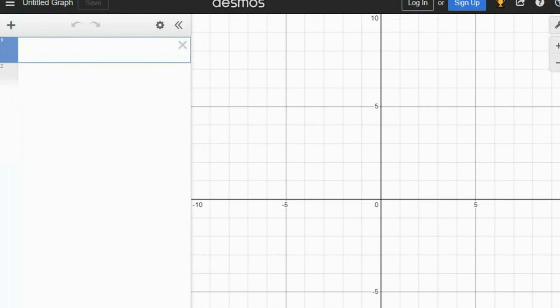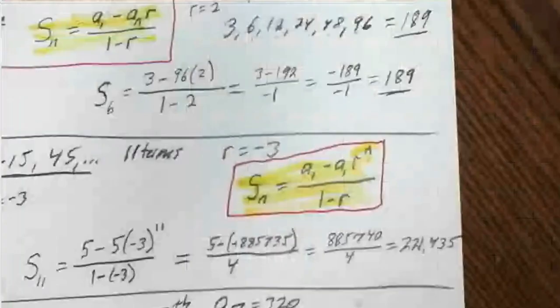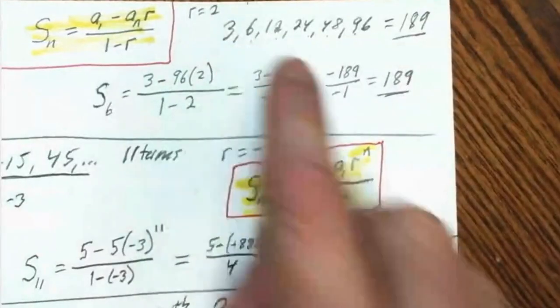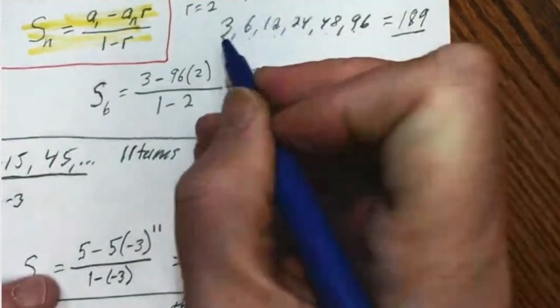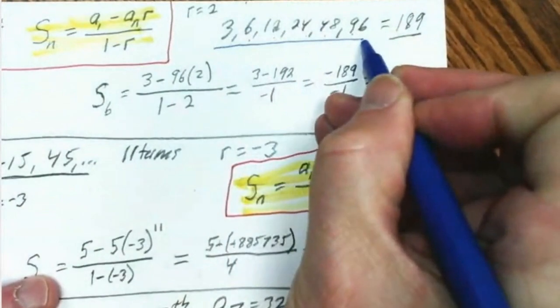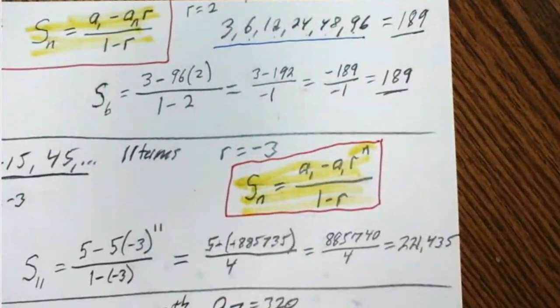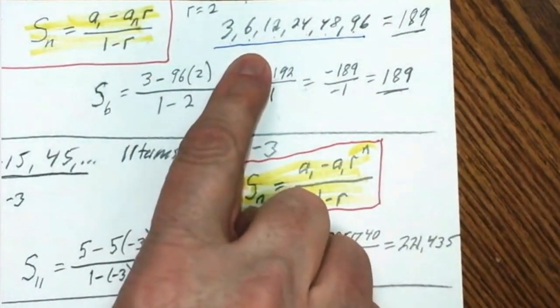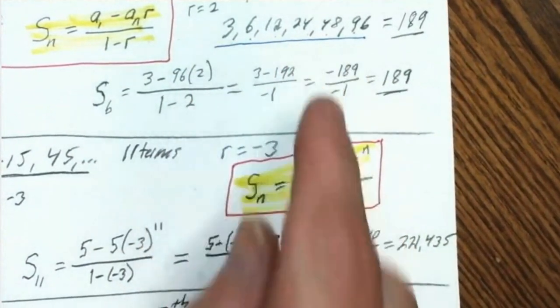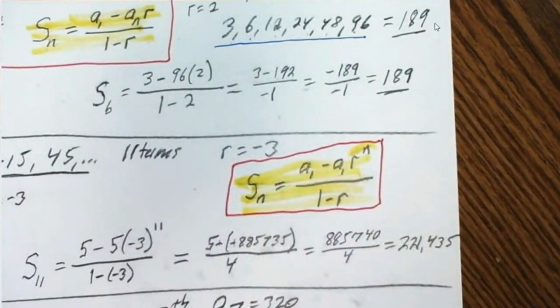And we will start with, let's say, we're going to use this function right here. The 3, 6, 12, 24, 48, 96. So we're going to graph that. And we know it has to be a discrete graph. We're not connecting these points. This is a geometric sequence: 3, 6, 12, 24.